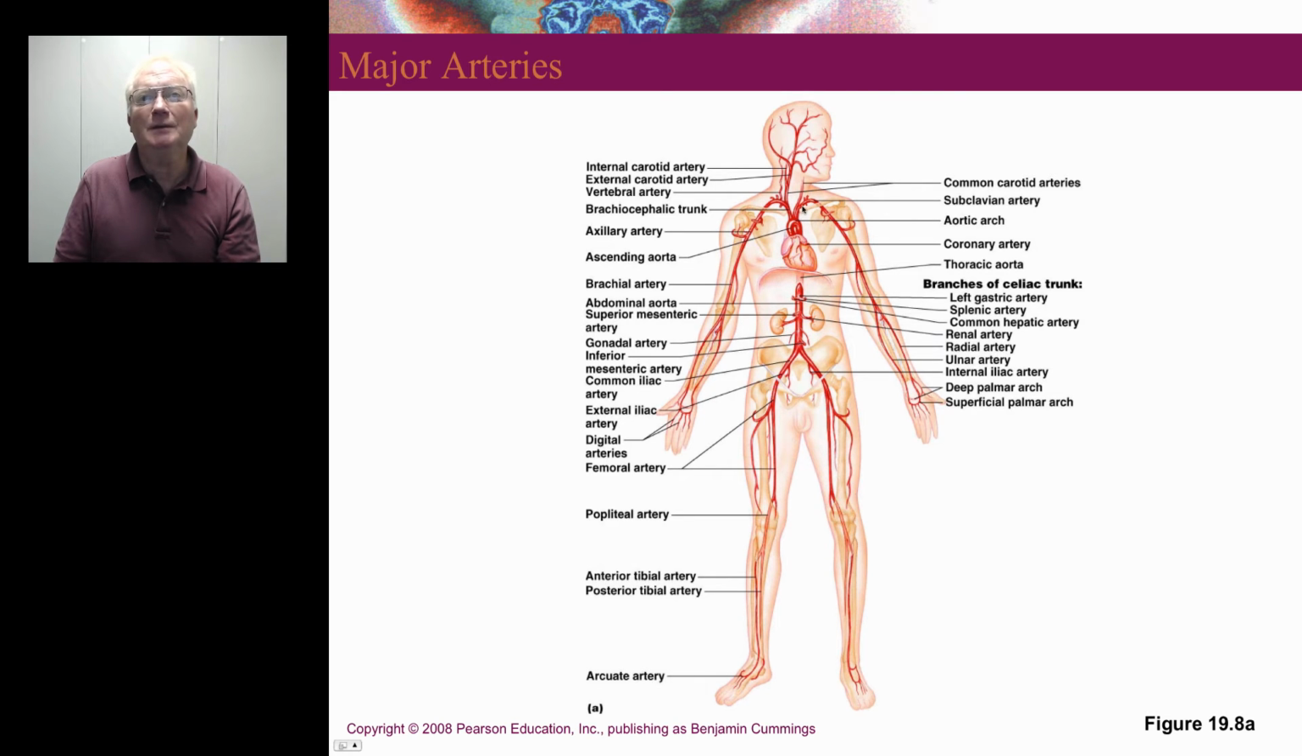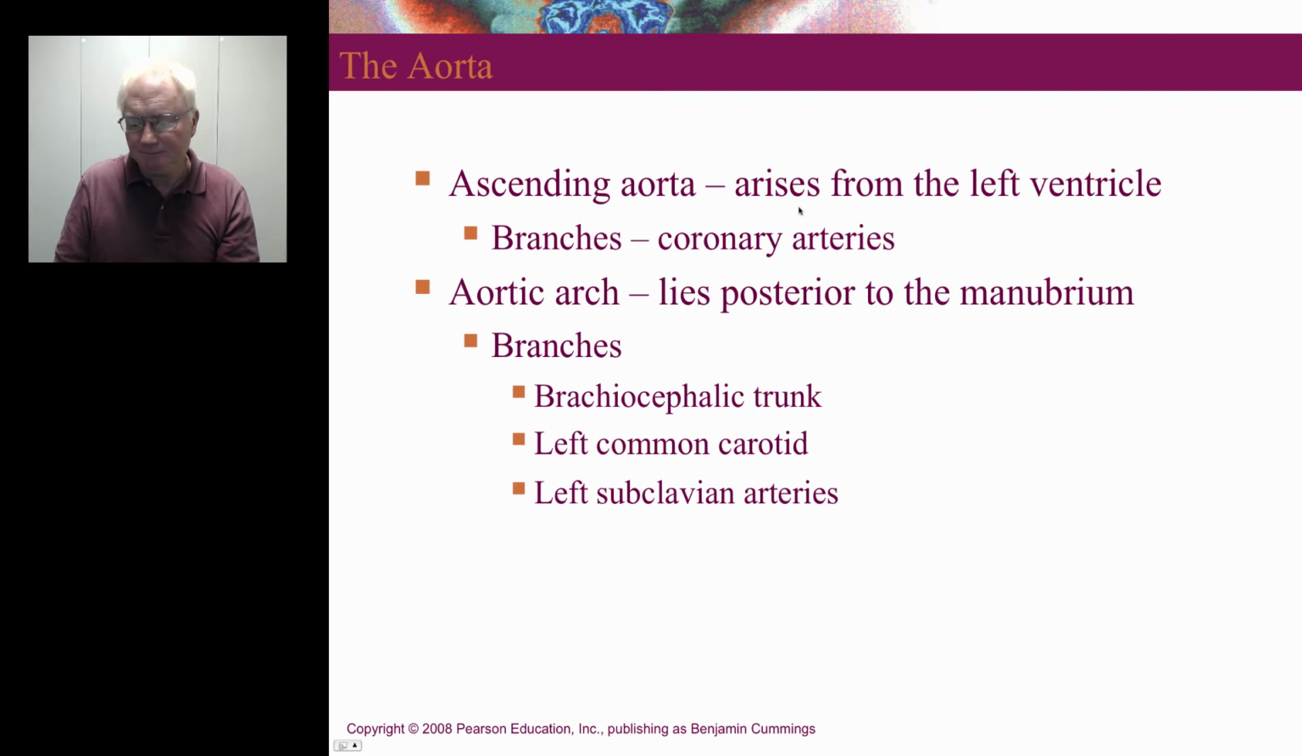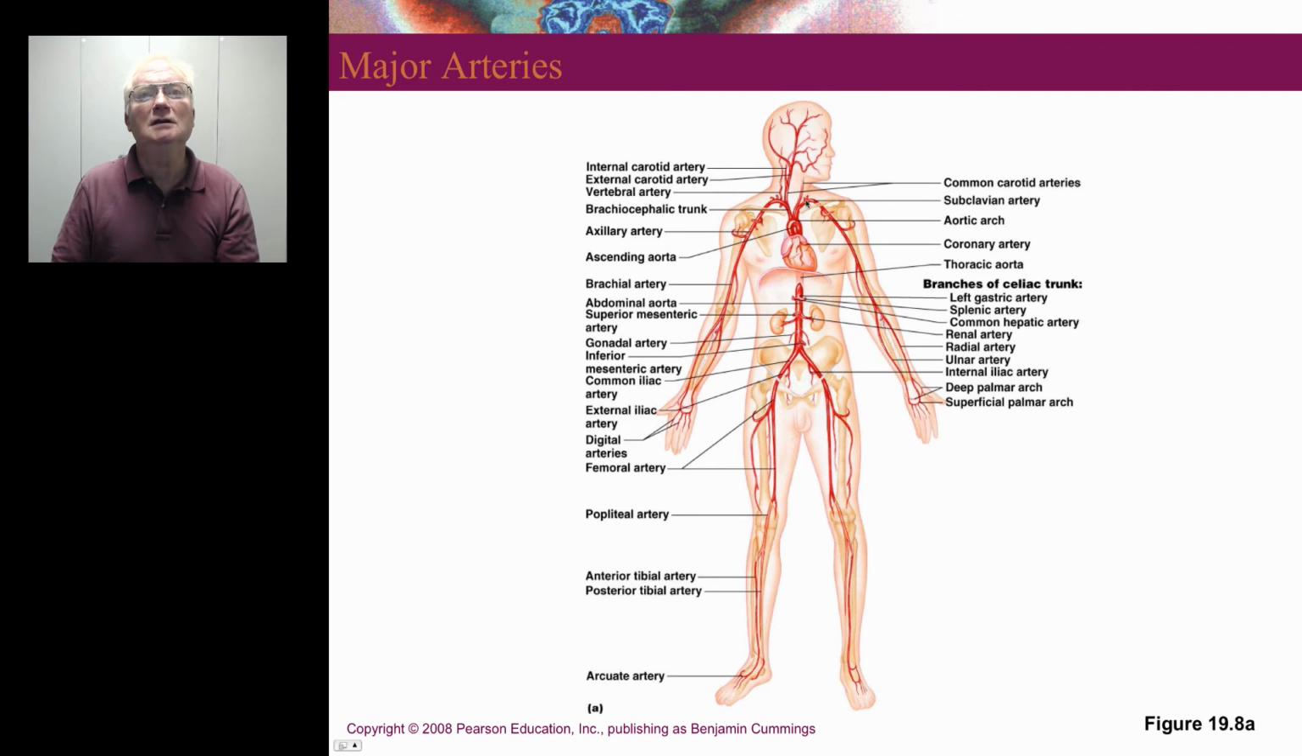The second and third major branches off the aorta are the left common carotid and the left subclavian artery. So what's happened here is that one common branch comes off on the right, the brachiocephalic trunk, and then immediately splits into the right common carotid and the right subclavian. Those two arteries come off separately from the left side of the aortic arch as the left common carotid and the left subclavian artery. And then those branch as the other ones do.